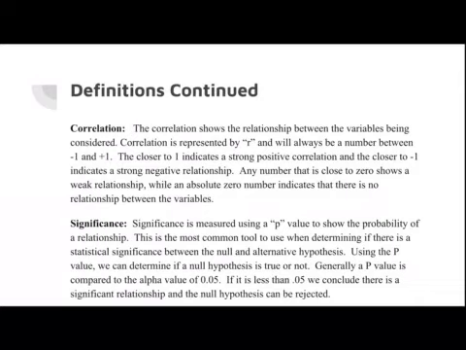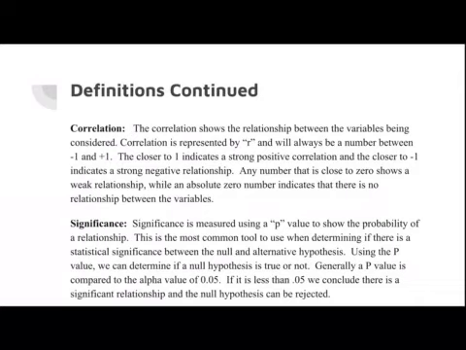We are looking for a correlation. The correlation shows the relationship between the variables being considered. It is represented by the lowercase r and will always be a number between -1 and +1. The closer to +1 indicates a strong positive correlation, and the closer to a -1 will indicate a strong negative relationship. Any number that is close to 0 shows a very weak relationship, while an absolute 0 indicates that there is no relationship between the variables.